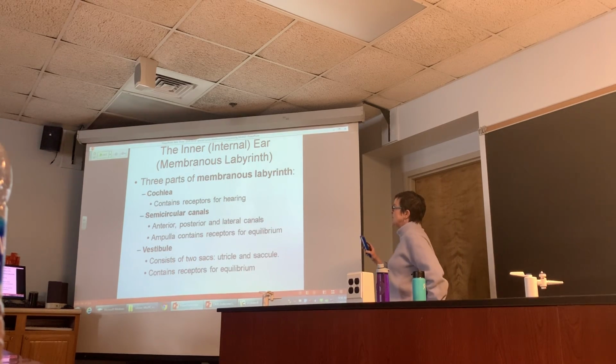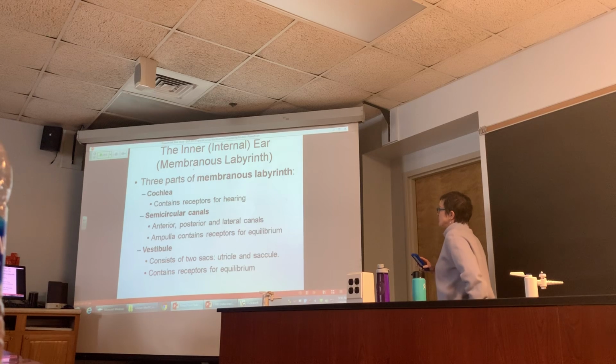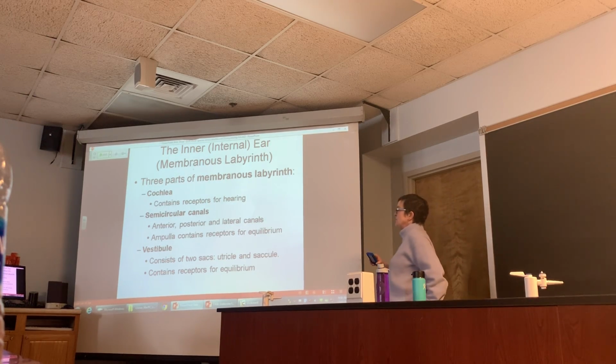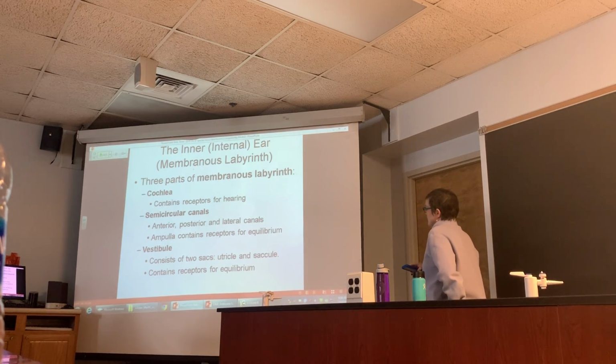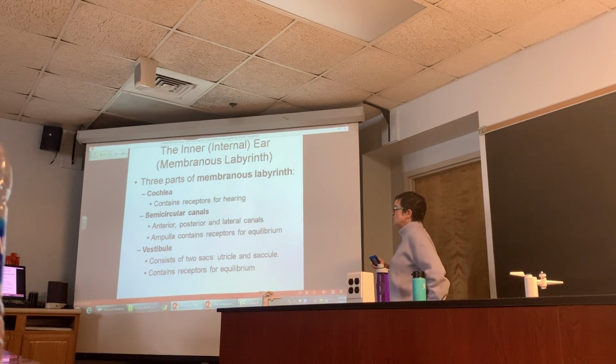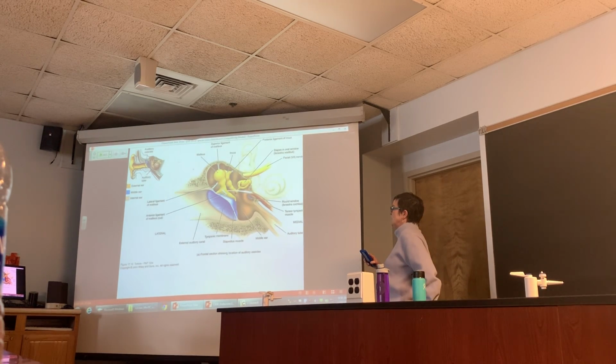So there's three parts of the membranous labyrinth. Again, these are fluid-filled spaces within a membrane. The cochlea, where your organs of hearing are located, semicircular canals, which are involved in equilibrium, and the utricle and saccule in what's called the vestibule, and these are also involved in equilibrium. We'll talk about those in a little bit.